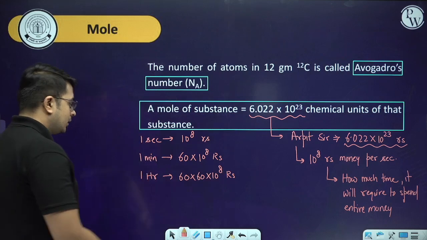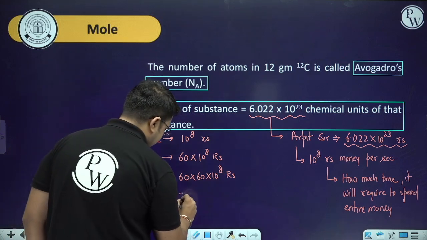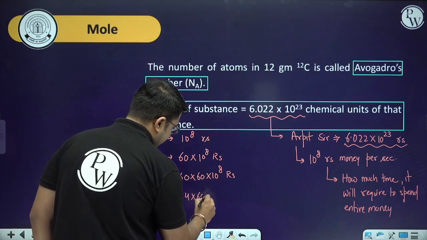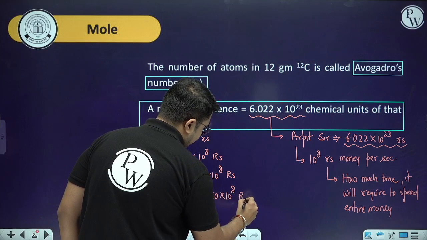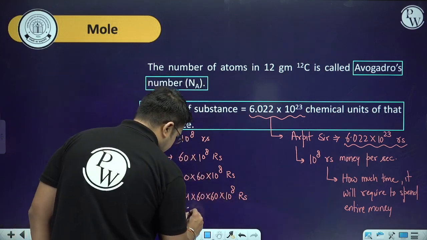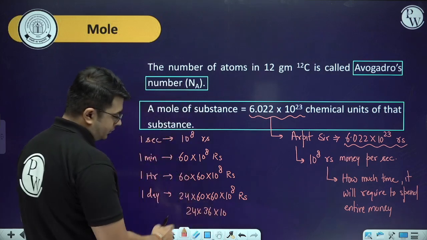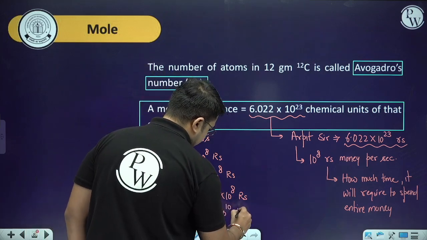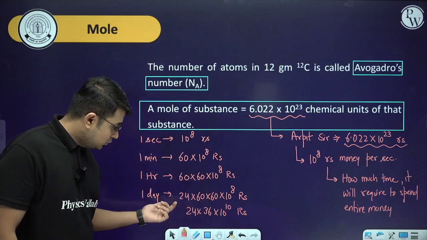In 1 day, that will be 24 multiplied by 60 multiplied by 60 multiplied by 10 raised to the power 8 rupees, I guess, approximately. So that will be 24 multiplied by 36 multiplied by 10 raised to the power 10. Yeah, that will be 10 raised to the power 10 rupees. That is the amount I am spending in 1 day.